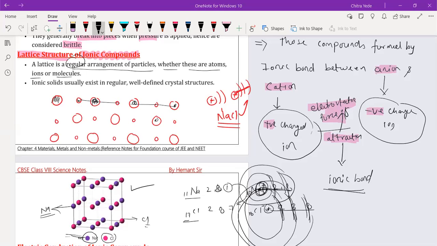An ionic compound or solid usually exists as a regular, well-defined crystal structure. So why do they have a well-defined and regular structure? Because the ions are oppositely charged particles and they attract each other in such a way that one positive ion combines with another negative ion, and they arrange themselves in a regular manner in a crystalline structure. Okay, so this is all about the lattice structure of ionic compounds.